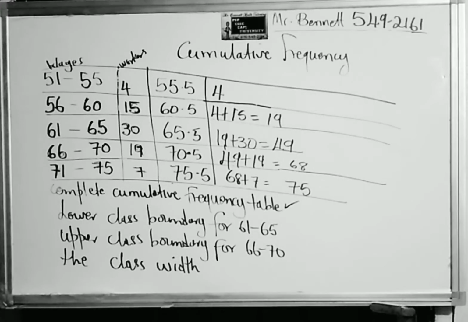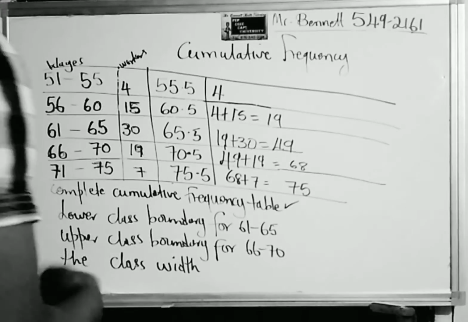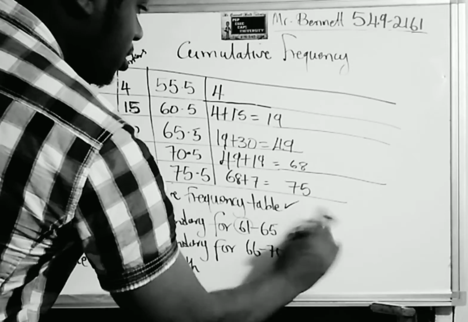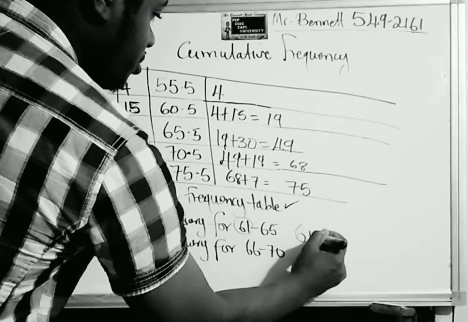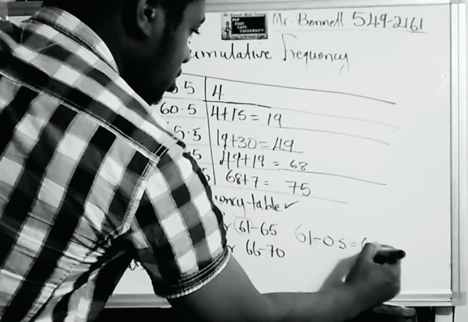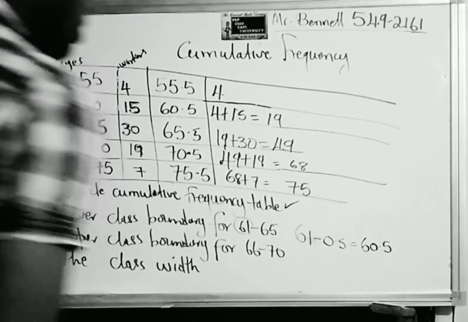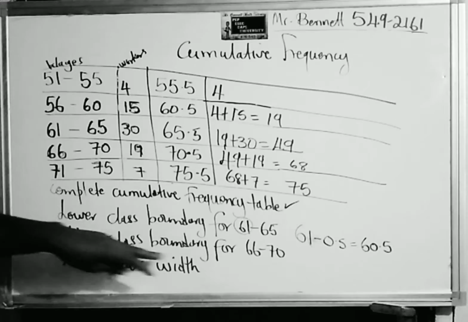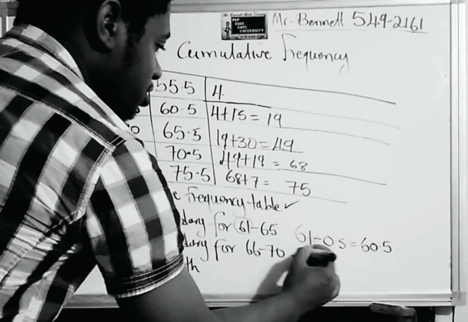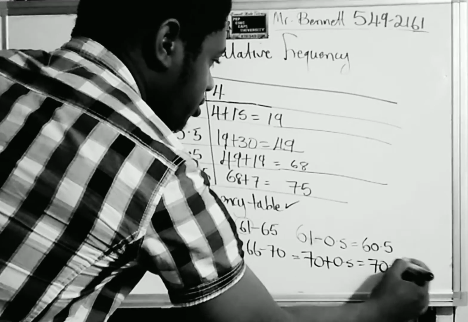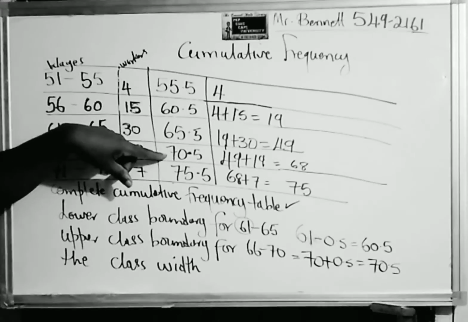Now they ask us for the lower class boundary for the wage 61. Now as we say, lower, we subtract. 61 minus 0.5, so we get 60.5. When it's the lower class boundary, we subtract 0.5. Alright, when it's the upper class, we add, so this would be 70 plus 0.5, which is equal to 70.5. We also could have got it from up here, right?